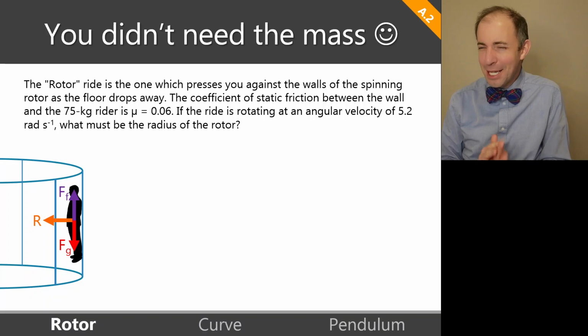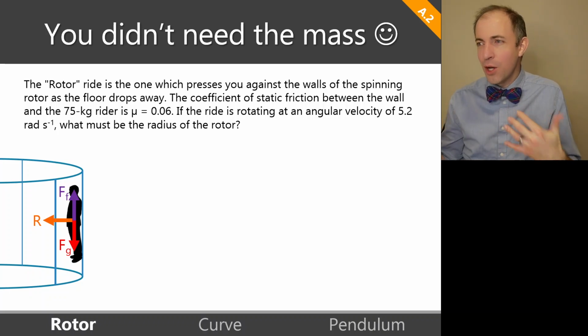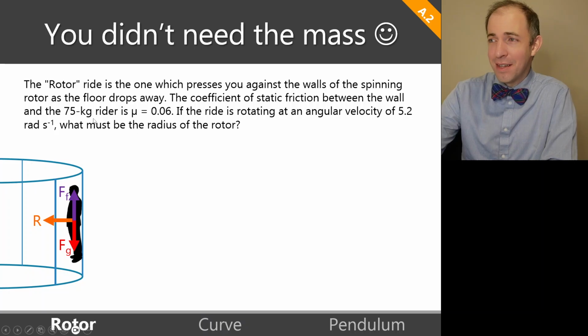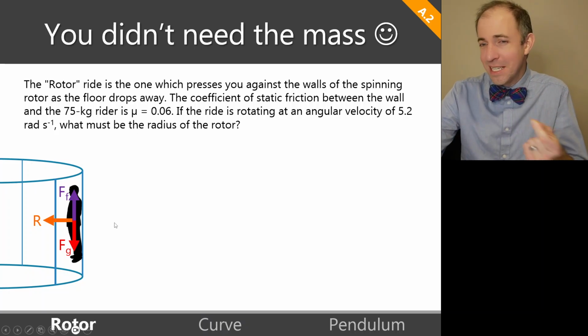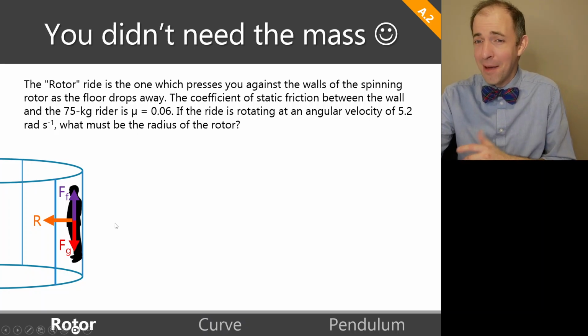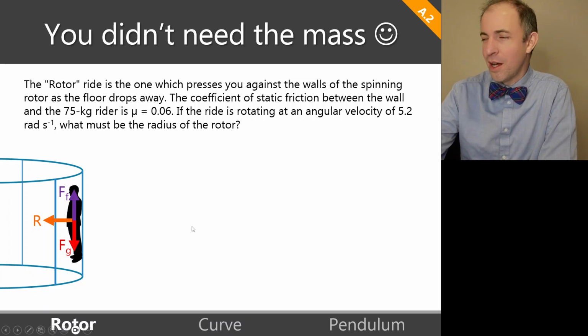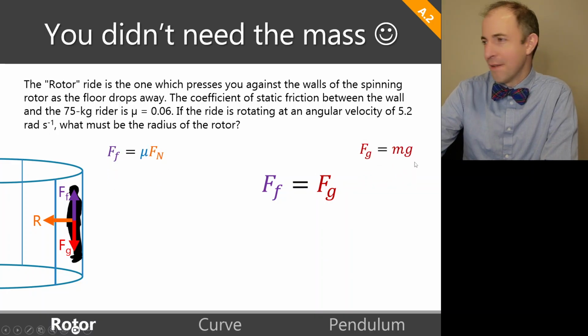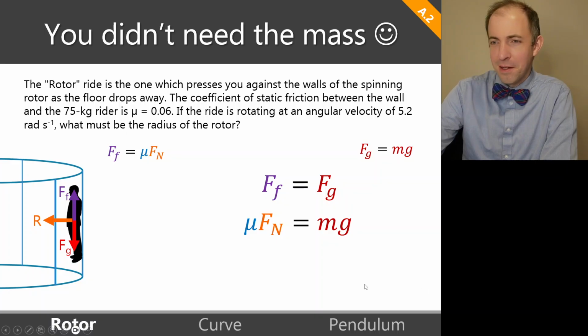Turns out that you don't actually need the mass. I want to show you why that's the case. It doesn't matter how heavy the rider is, they will all get stuck to the wall at the same time, presuming that they're not wearing different types of clothes that would cause a different change in coefficient. So if we know that FF is equal to FG, and as we saw before, FF is mu times Fn and FG is mass times gravity, and we plug that in.